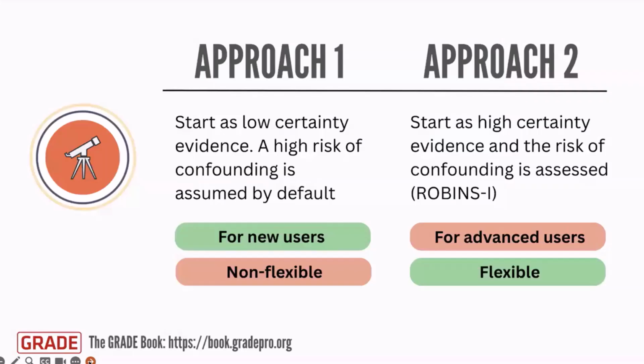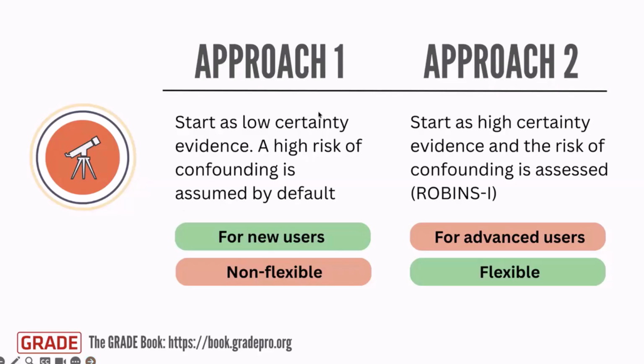We have 2 approaches now in GRADE. Approach 1 is that observational studies start as low certainty evidence. So the assumption here is that a high risk of confounding is assumed by default. So we assume that all observational studies are at a high risk of confounding, so we rate down by 2 levels. This is typically what we recommend for new users. It's not flexible because we are just assuming high risk of confounding, but that may not be the case.